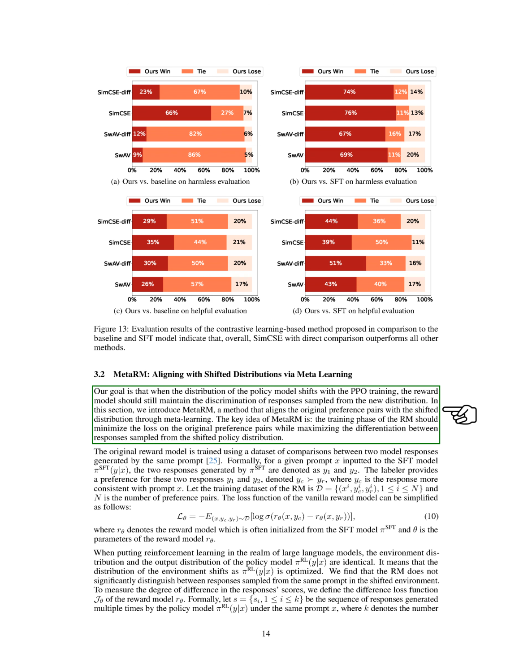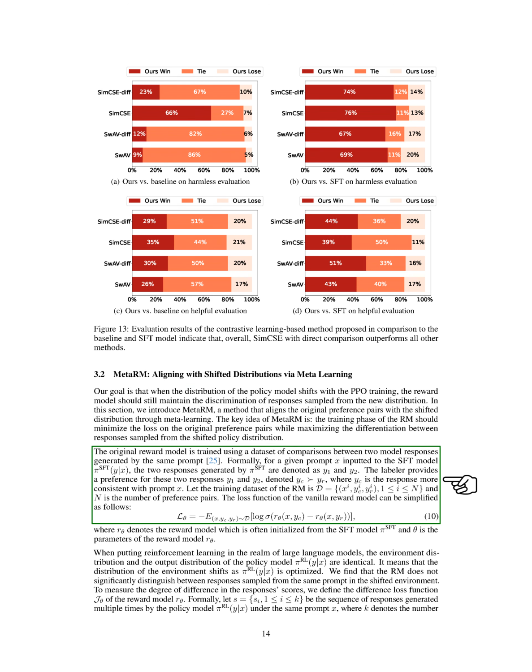To explain this, let's start with the original reward model. It's trained using a dataset of comparisons between two model responses generated from the same prompt. For a given prompt X, the two responses generated are denoted as Y1 and Y2. The labeler provides a preference for these two responses, where Y_C is the response more consistent with the prompt X. The training dataset of the reward model consists of these preference pairs, and the number of these pairs is denoted as n. The loss function of the original reward model can be simplified as the negative expected value of the logarithm of the difference between the reward model scores for Y_C and Y_R.